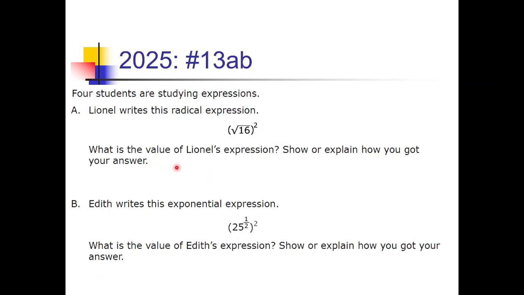For this 4-part problem, we have 4 students studying expressions. Lionel writes this radical expression, square root of 16 squared, and we want the value of Lionel's expression. Show or explain how he got your answer.